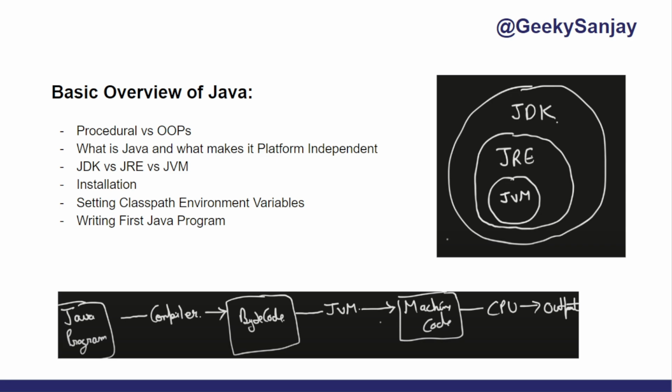So how will it work? Whenever we transfer the bytecode to these machines, all the OSes have their own JVM. So whenever it takes the bytecode, it reads it using the just-in-time compiler, and that compiler converts it into machine code, and that machine code is taken by the CPU, and the CPU gives the output.